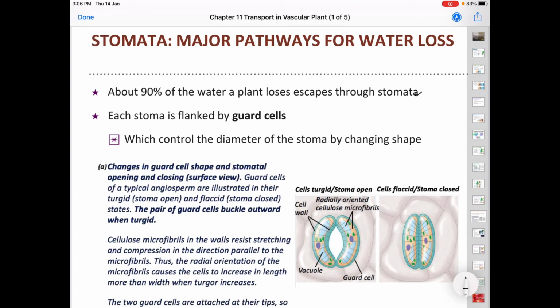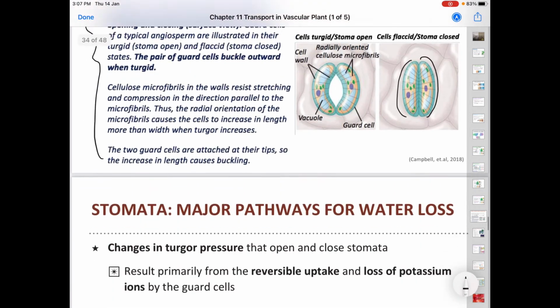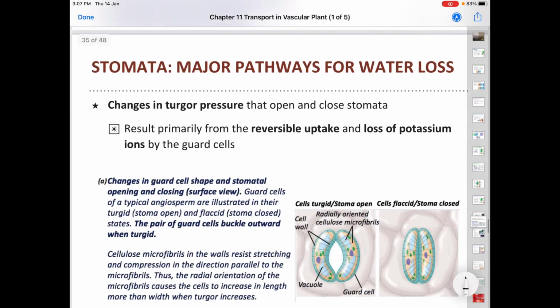Okay, about 90% of the water a plant loses escapes through the stomata. And each of the stomata is flanked, or guarded, by two guard cells. So this guard cell functions to control the diameter of the stomata by changing its shape. Okay, the one that changes shape is the guard cell, not the stomata. So how do the guard cells change their shape? Okay, you just read this description.